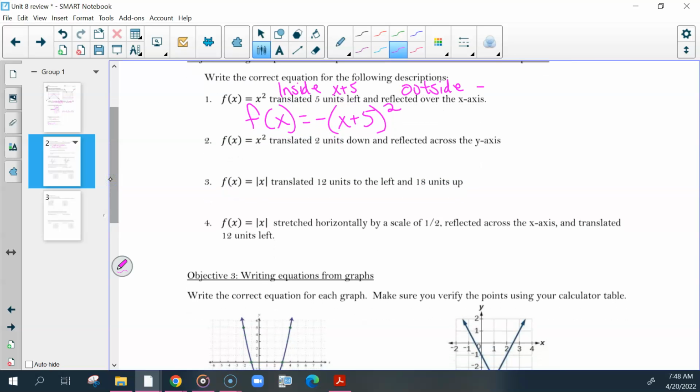Second one is also a quadratic. The x squared tells us that. Now we have something that is translated 2 units down. Down is an outside thing. Whatever is outside does exactly what you think it's going to do. So if it says down, we're going to subtract 2. Then it's reflected across the y-axis, so that is an inside thing. So on the inside, you have a negative x.